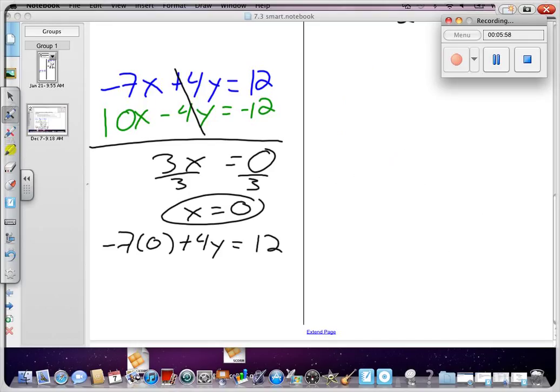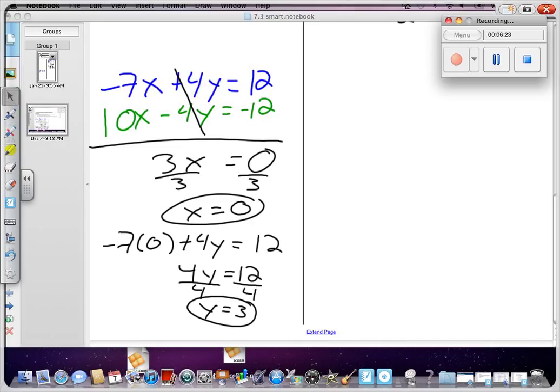What's negative 7 times 0? So 4y equals 12. What do you do next? And what does y equal? Positive 3. There's no negative. Okay, let's look at B, because B is a little bit different.